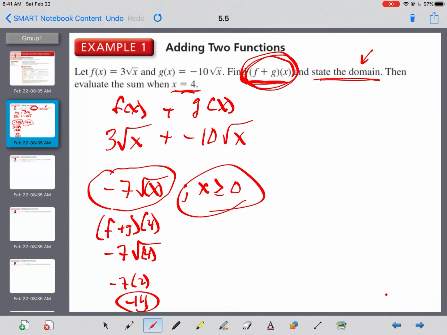So we got 3 answers. We've got what happens when you add them with the x. We've got the domain for that. And then we've got what it equals when you plug in a 4.